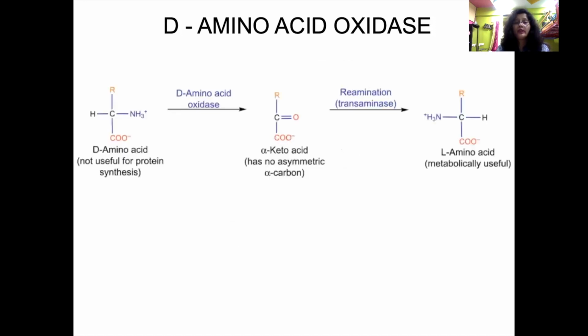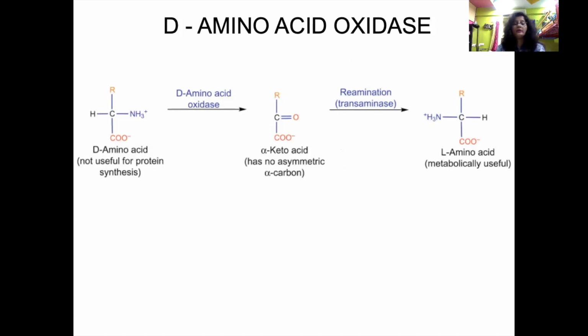Now, as we all know, D-amino acid is not present in the mammalian tissue, but it is present in food and vegetables and even microorganisms. And in our body, we get this D-amino acid through our food. So how is it metabolized? You can see this D-amino acid, there is an enzyme D-amino acid oxidase.